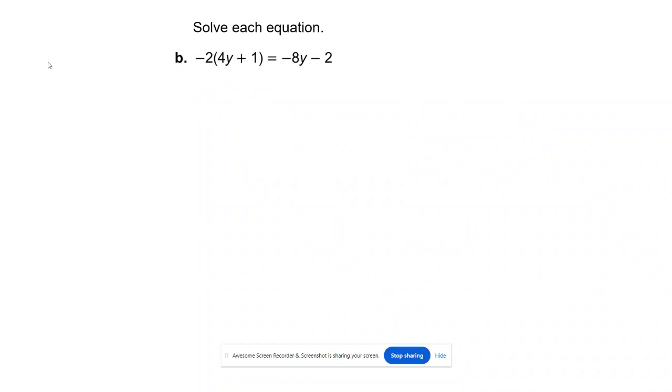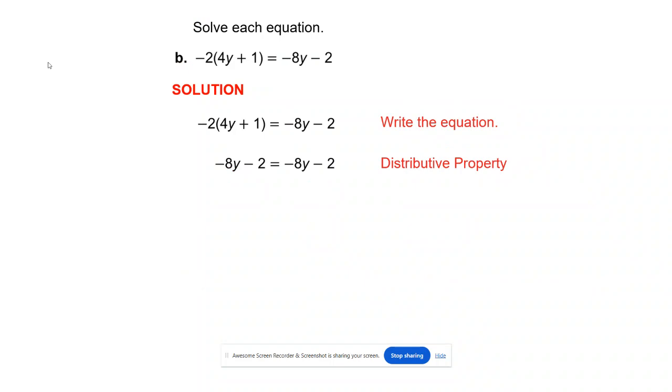Let's look at another one. So now we have this equation. Again, we have the distributive property. So we need to multiply negative 2 times 4y and negative 2 times 1. So on the left, we're left with negative 8y minus 2. And on the right, we have negative 8y minus 2. What I'm noticing is that the left-hand side of our equation and the right-hand side of our equation are the exact same thing. So if we try to simplify this, again, you're going to notice that our variables are going to cancel out. And that's because negative 8y plus 8y is 0.